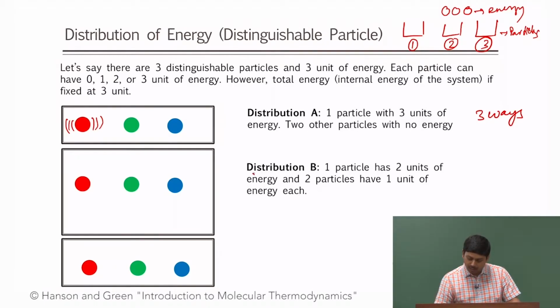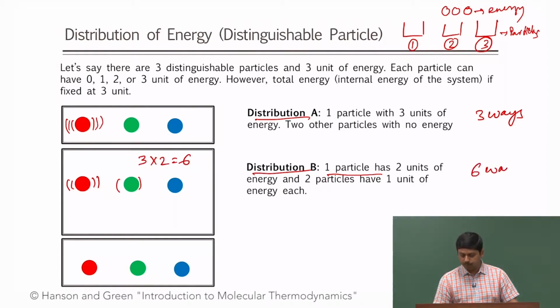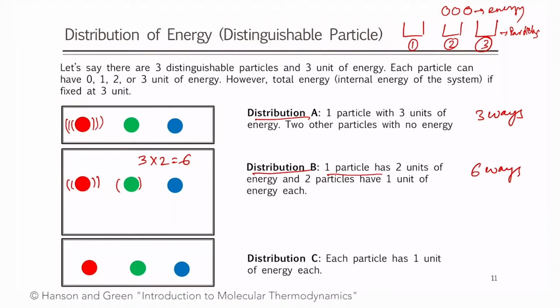Now, my distribution B, in which I put one particle with 2 units of energy and another particle with 1 unit of energy. How many ways can I do that? My 2 units of energy I could have chosen for any of the 3 particles, then the rest I could have chosen for any of the other 2 particles. So, I have 6 ways of doing so. Is it clear? Now, the last distribution is each particle has 1 unit of energy. Can I do it in any other way than 1? I can do it only one way.